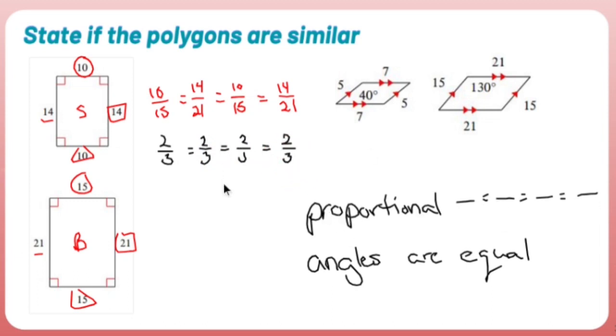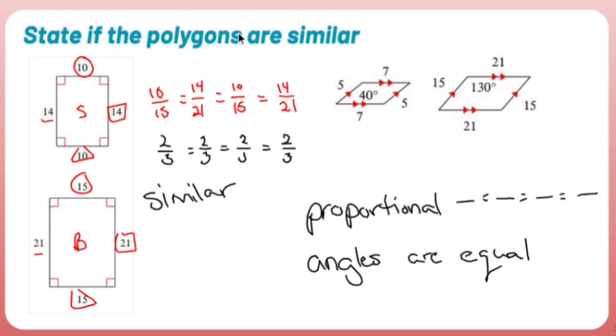Now I have to make sure corresponding angles are exactly the same too. So 90 matches up with 90, and 90 matches up with 90, and 90 matches up with 90, and 90 matches up with 90. So the angles are good. The proportional's good. These two are similar.